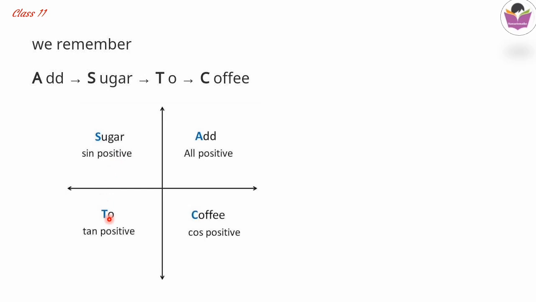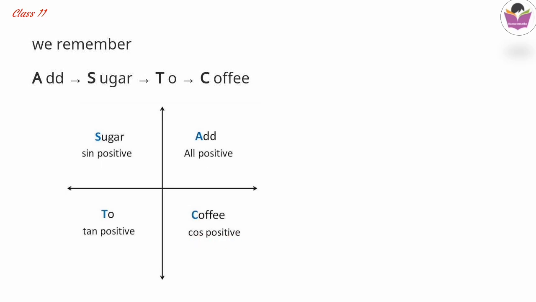When you come to the third quadrant, we use the word to. Here T is the first letter, which stands for tan. So here tan is positive. Once tan is positive, surely its reciprocal cot also will be positive. When you come to the fourth quadrant, we use the word coffee. Here the first letter C stands for cos. Cos is positive, and because of that its reciprocal sec also will be positive.